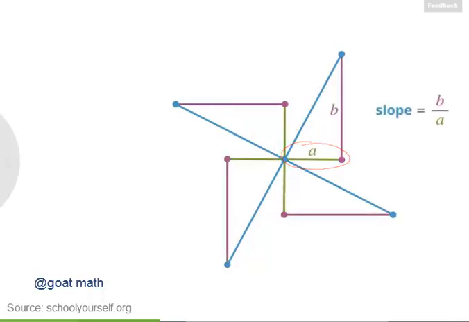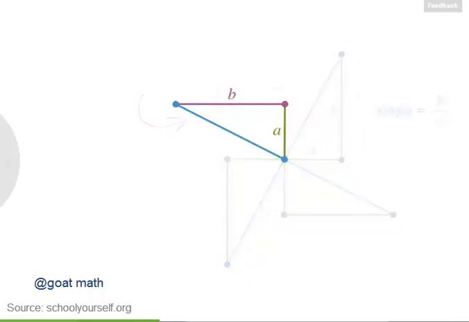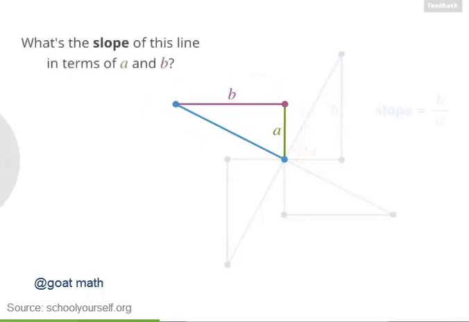Now this horizontal distance is the same as this vertical distance, so it's a. And this vertical distance is the same as this horizontal distance, so it's b. So looking at this line over here, which goes to the right a distance b and then down a distance a, can you figure out its slope in terms of a and b?